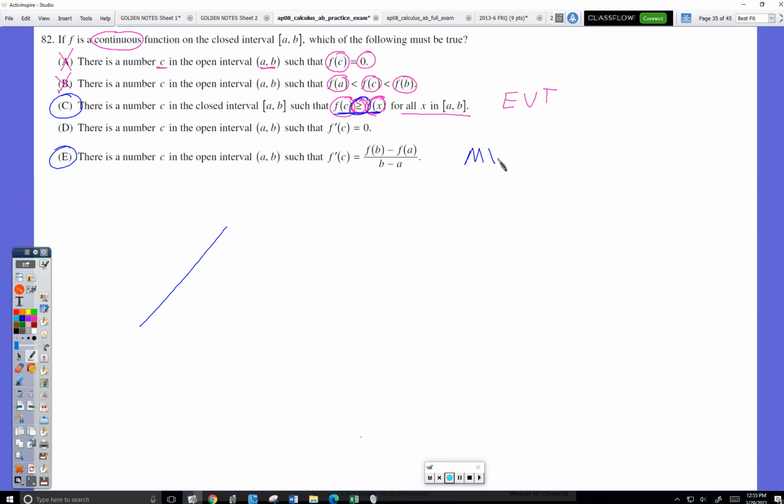The mean value theorem says if f is continuous and differentiable, then somewhere there will be a tangent slope of f that is equal to the secant slope of f. But because they did not declare f to be differentiable, this no longer has to be true. So that's why it's false.